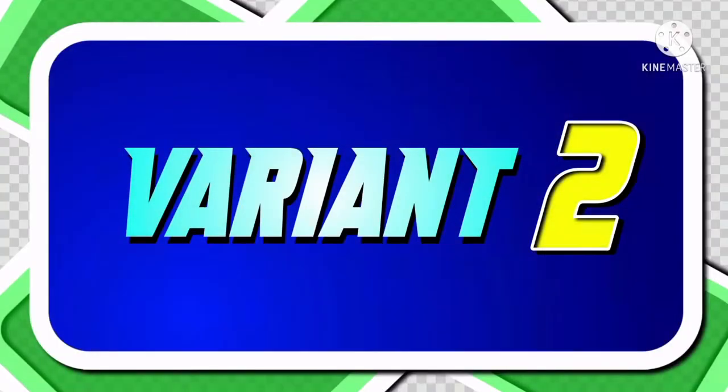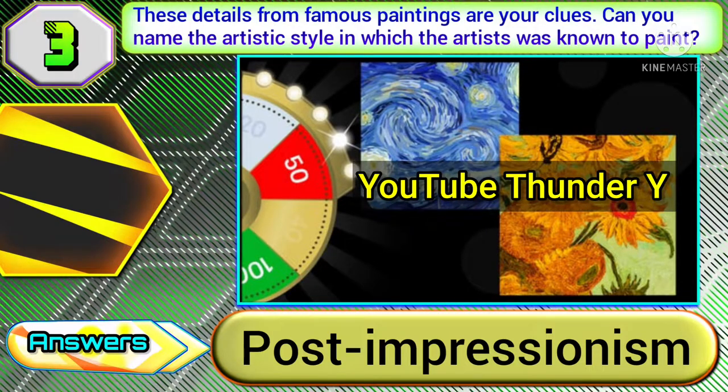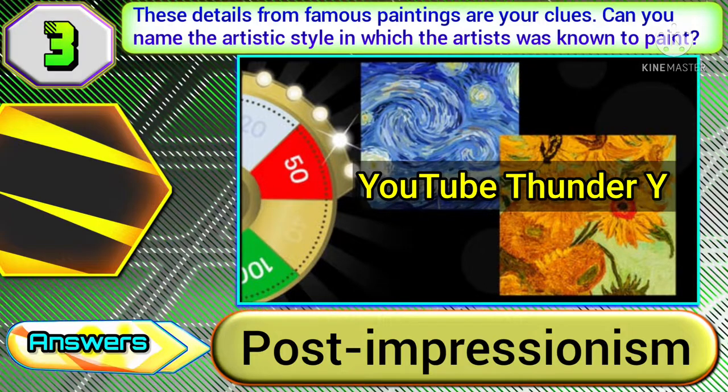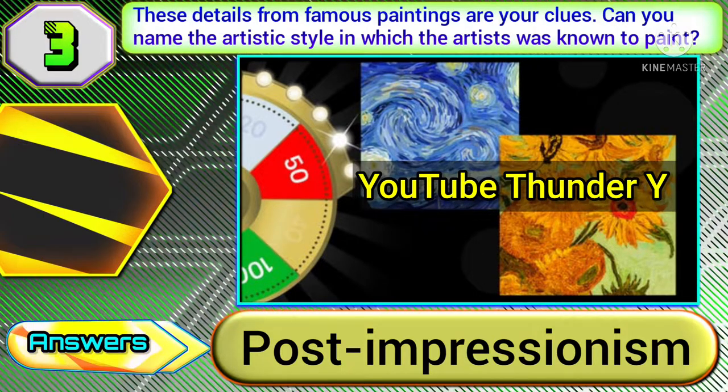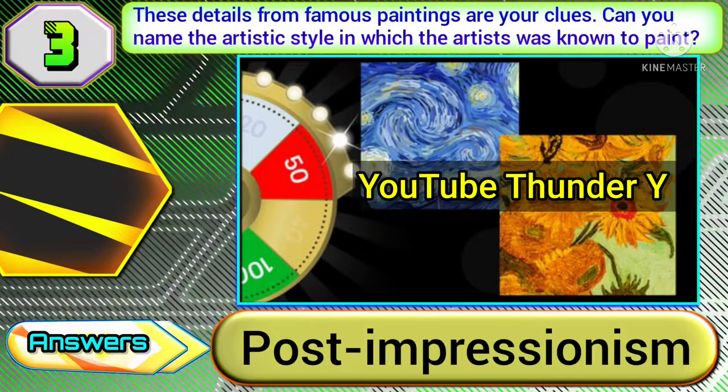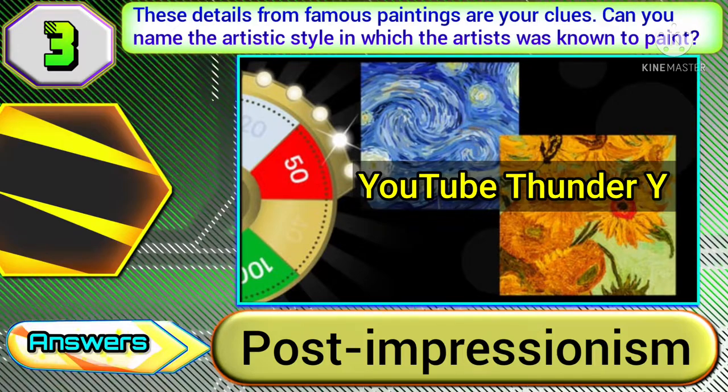Next in variant 2, if you get the question as, can you name the artistic style in which the artist was known to paint, and if you get these two paintings, then you need to select the option post-impressionism.